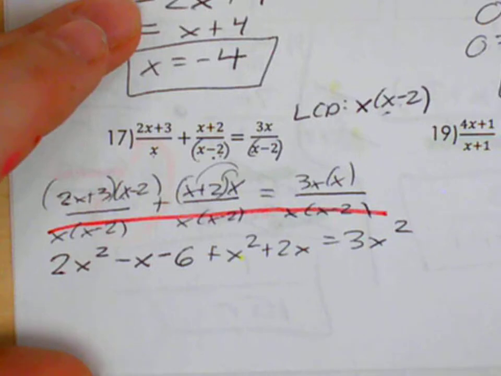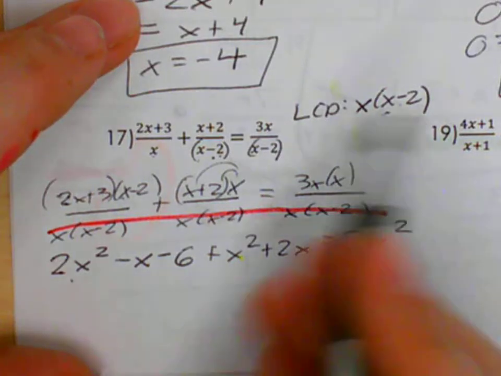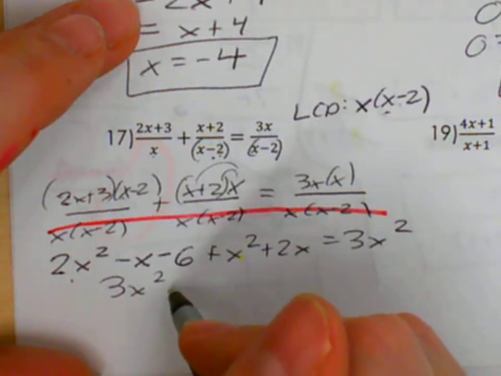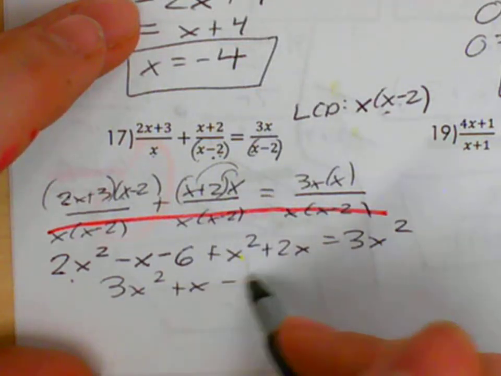So now I'm looking to combine like terms, and I'm also trying to get one side to be 0. So I've got 2x squared plus x squared is 3x squared. Negative x plus 2x is x. And then this minus 6.